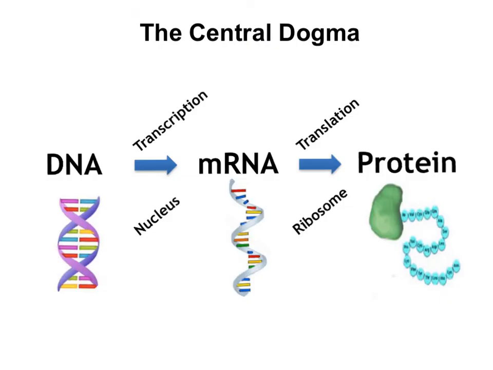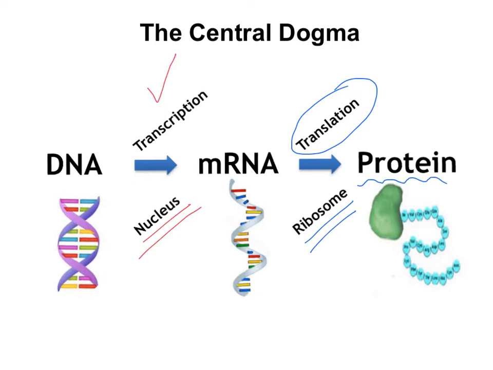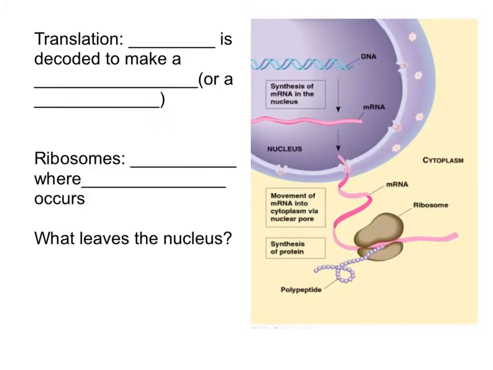Okay, so now back to the central dogma. We are experts, I'm sure, on transcription. We know that it takes DNA and makes mRNA. We know that it happens in the nucleus, okay? The next step we need to focus on is this one right here, translation. This occurs in the ribosome, and you're going to see that the main purpose is to make a protein. So let's talk a little bit about how that happens.